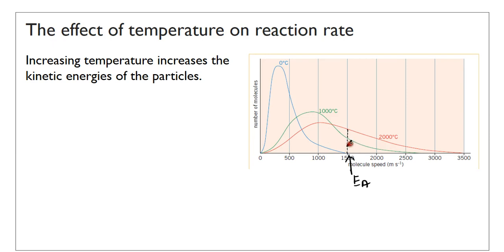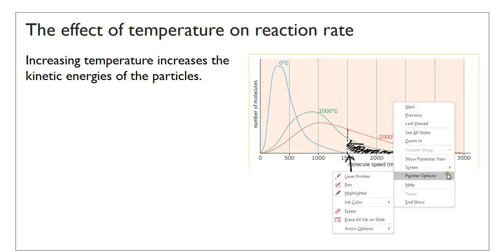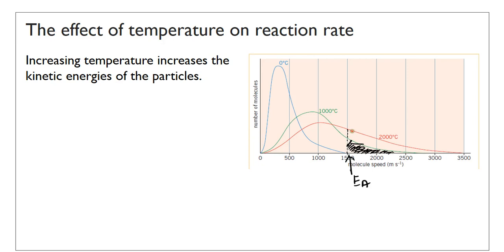But when you get to 1,000 degrees, all of the particles on the right side of the activation energy could now lead to a successful collision. And if you get to 2,000 degrees, then more particles could actually lead to a successful collision.